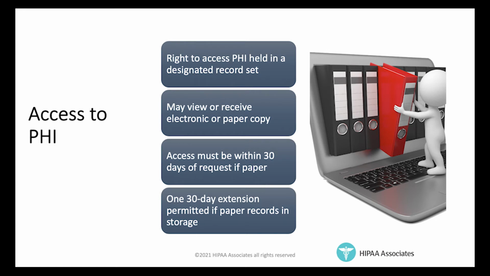Individuals have the right to access their PHI held in a designated record set that includes their medical record and billing record. They may view it or receive an electronic or paper copy of the record or direct it to a third party. Access must be given as soon as possible and no later than 30 days of the receipt of a request for access in the manner requested by the patient.